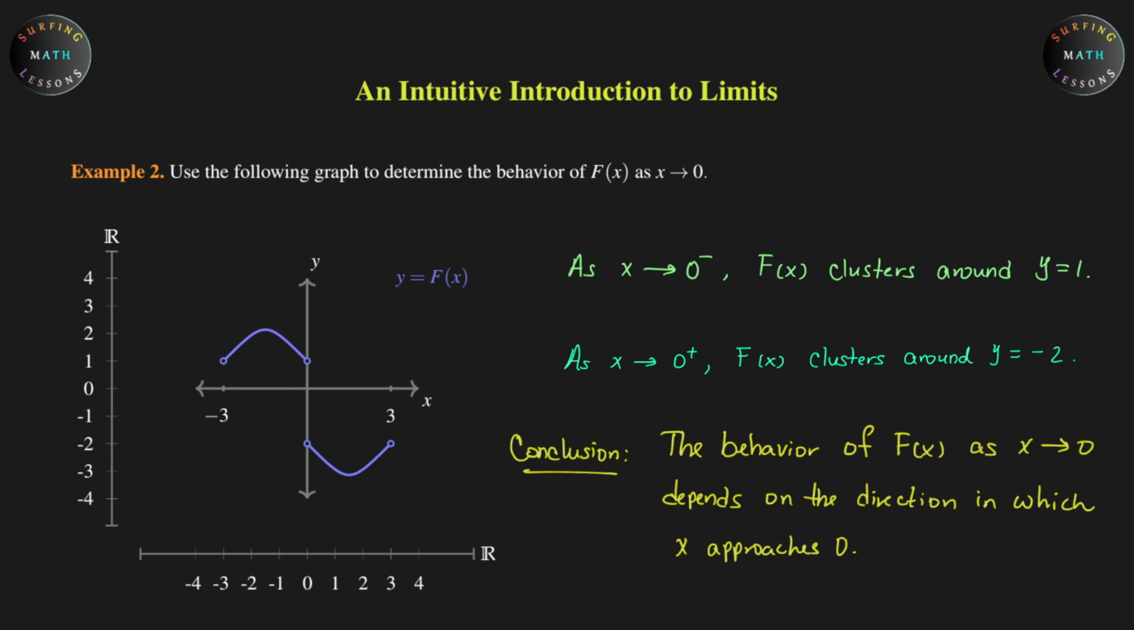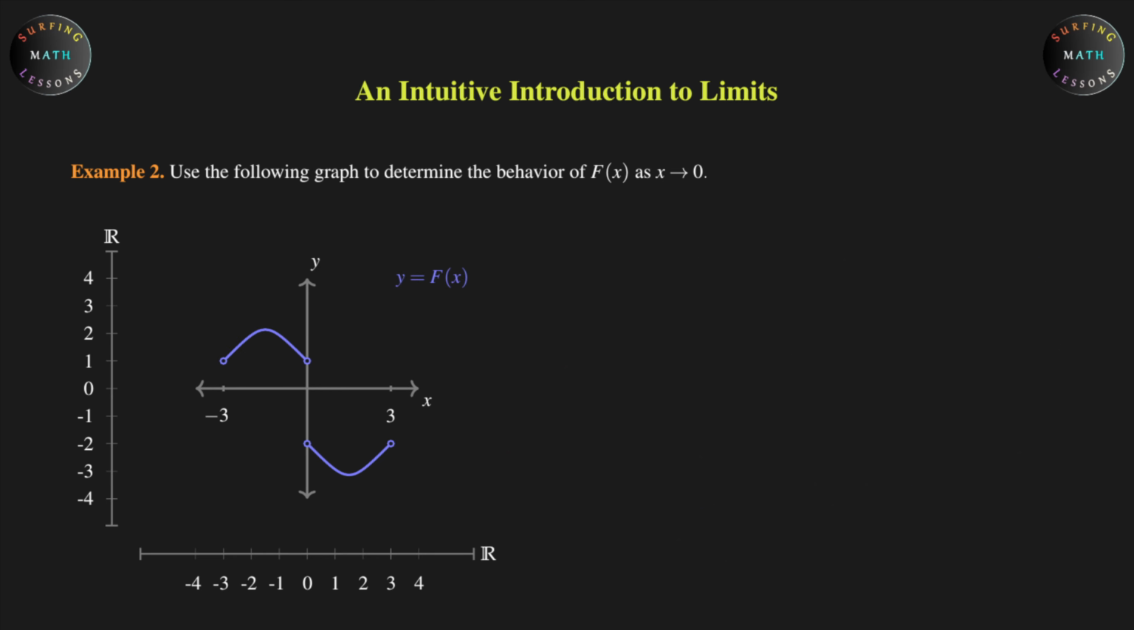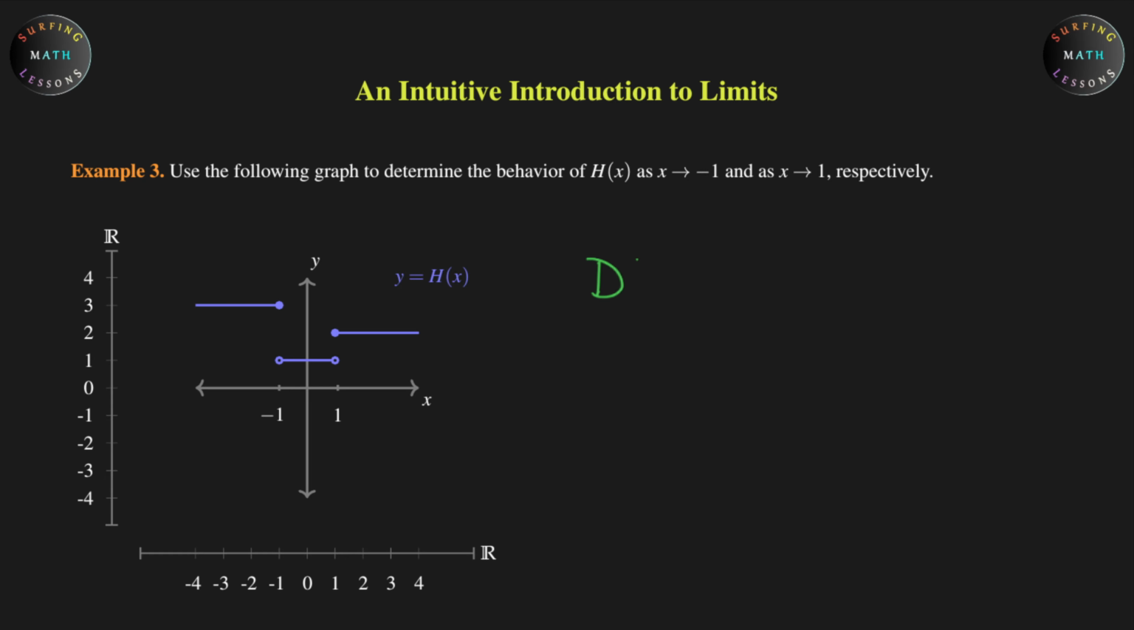Let us do one more example before formalizing an intuitive definition for limits. I want you to pay close attention to how I break down this example. Third example. Here we are asked to find the behavior of the function as x approaches -1 and as x approaches 1, respectively. Even before attempting a solution, let us verify the domain of the function. Here the domain set is the open interval from -infinity all the way up to infinity, or in other words, the entire real line.